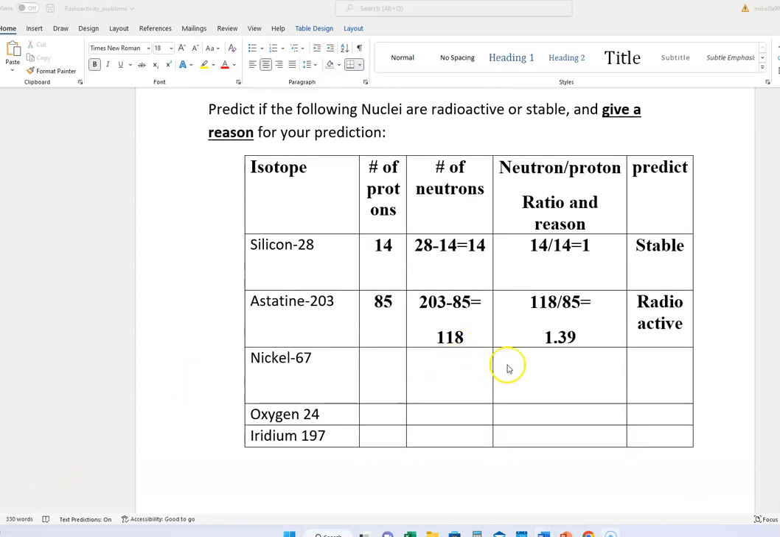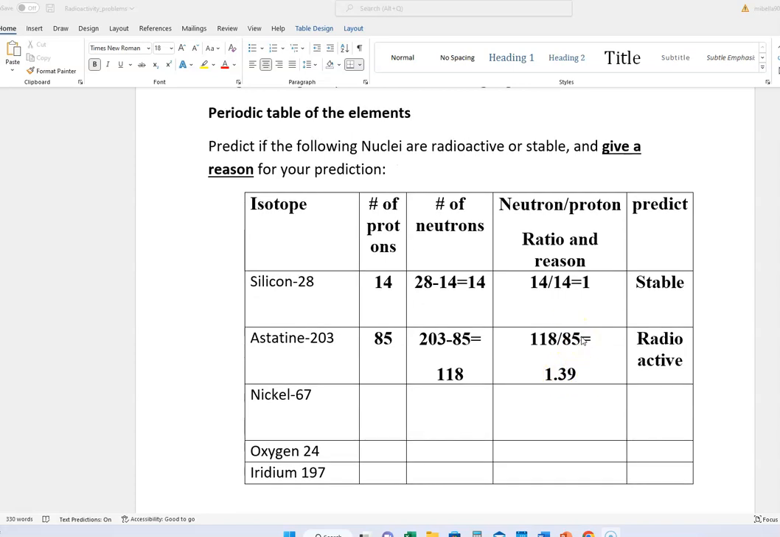All right, just to speed this up a little bit, I filled out some of this stuff. So of course, here's the number of protons for astatine. The number of neutrons, you just take the nucleon number, subtract the number of protons, so it's 118. And so the ratio, remember, even though we don't have to figure this out, the ratio is 118 divided by 85. Now, notice that ratio is within the range, right?